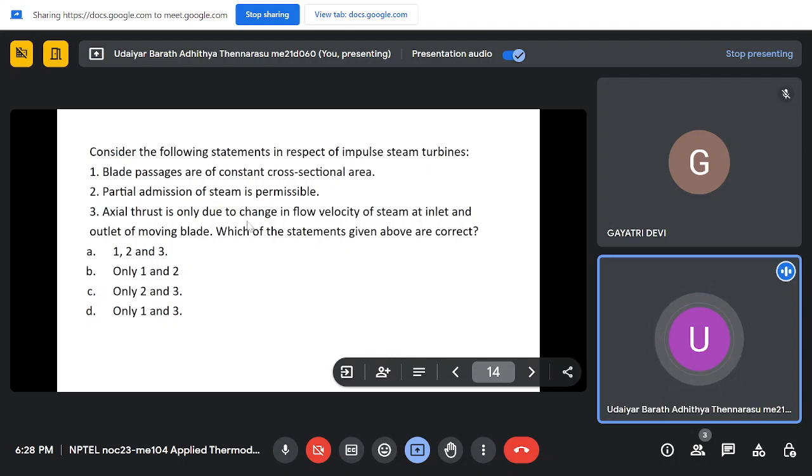Axial thrust is only due to change in flow velocity of steam. So the whirl velocity will give you the turbine force required to rotate, and the flow velocity is the thrust. The difference in the flow velocities will give you the thrust. So the axial thrust is generated by the flow velocity difference. So this 3 is also true. So the option A, 1, 2 and 3 all are correct.